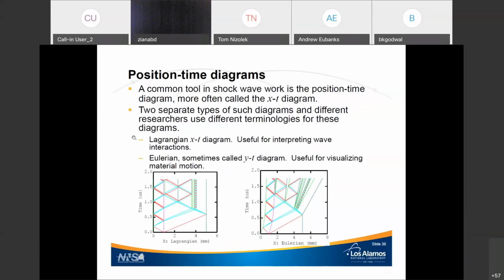These diagrams are quite useful for visualizing problems in shockwave work. XT diagrams in particular are exceptionally useful for looking at wave interactions or interactions of waves with interfaces and surfaces. Eulerian diagrams, which are sometimes called YT diagrams, and more confusingly, some people call Lagrangian diagrams YT diagrams, are particularly useful for visualizing material motion. And so both of these types of diagrams are useful.